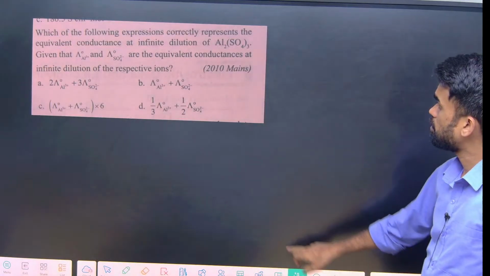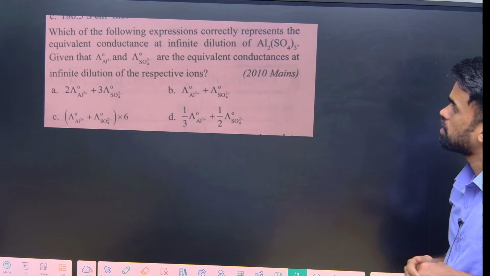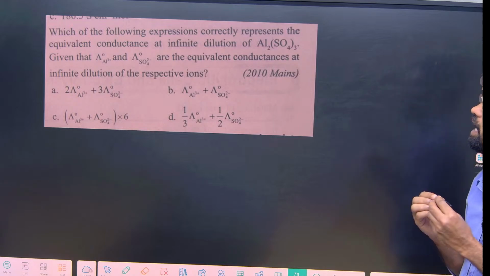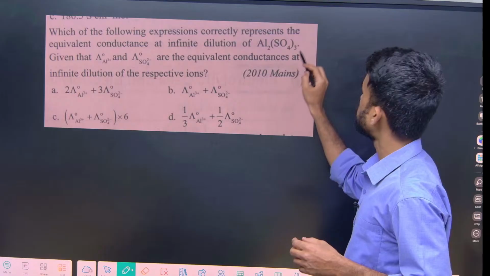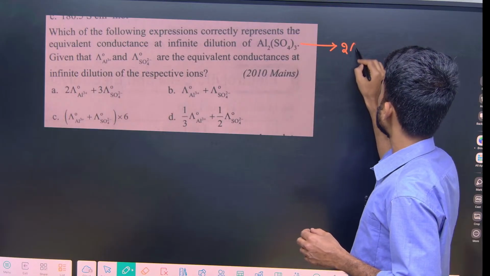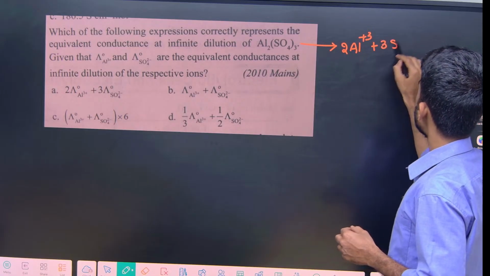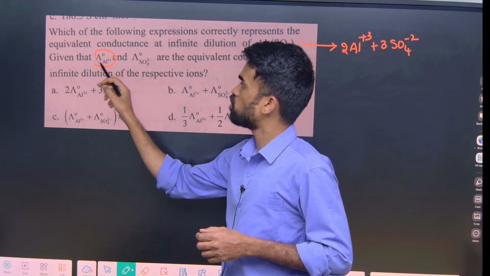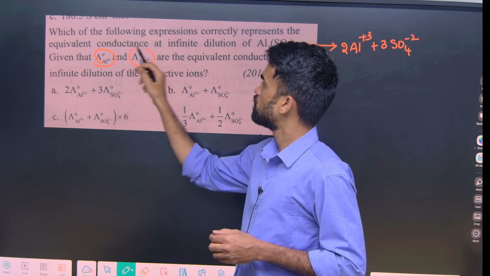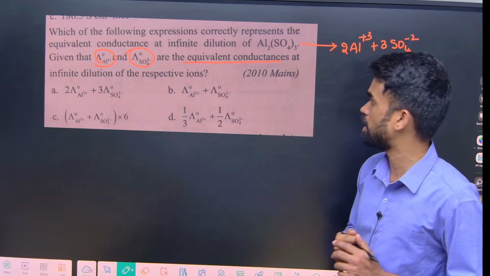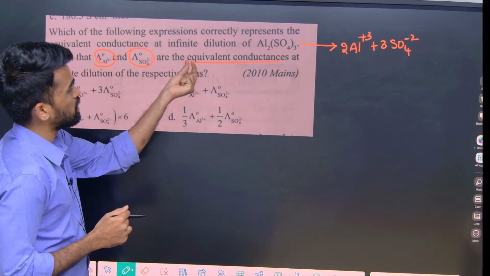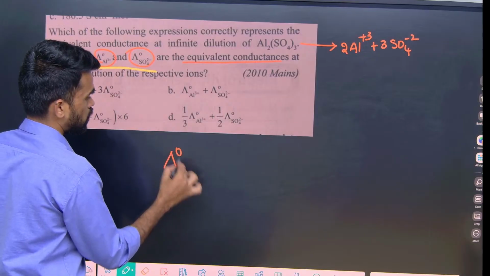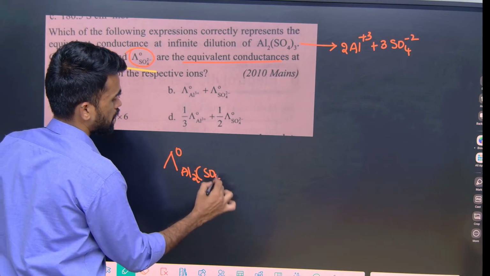Next, tell me for this, what is your answer from Kohlrausch's law? Which of the following expressions correctly represents the equivalent conductance at infinite dilution of Al2(SO4)3? It is going to give you Al3 plus and 3 SO4 2 minus, given the limiting conductances of the ions as equivalent conductances at infinite dilution. Whenever they mention the conductivity values of the ions in equivalent conductance, you just take them as ions like this. Lambda naught of Al2(SO4)3 we need to calculate right now.